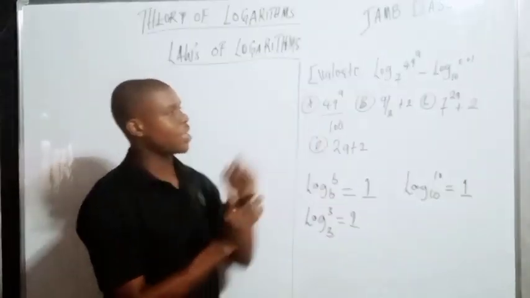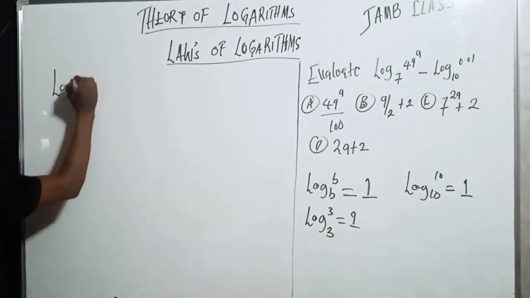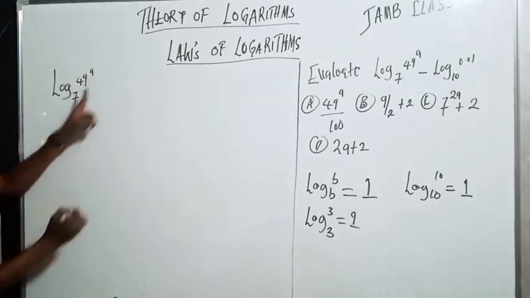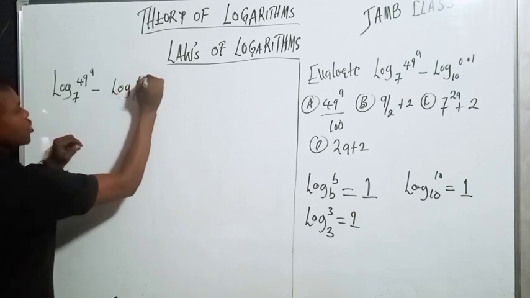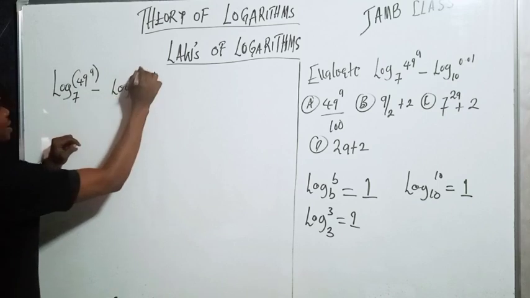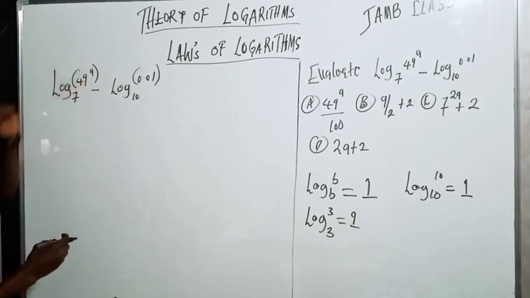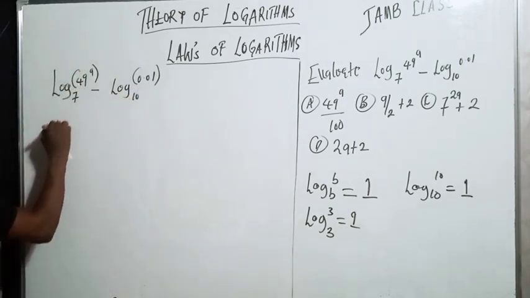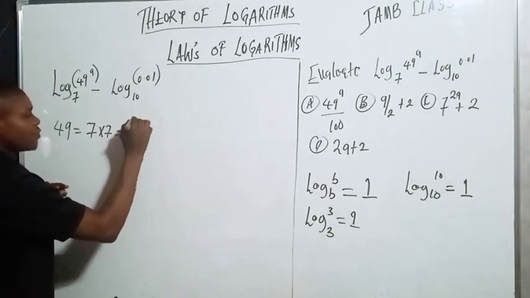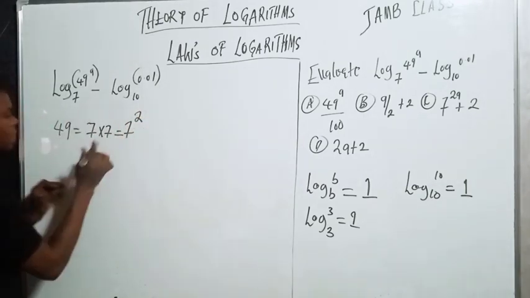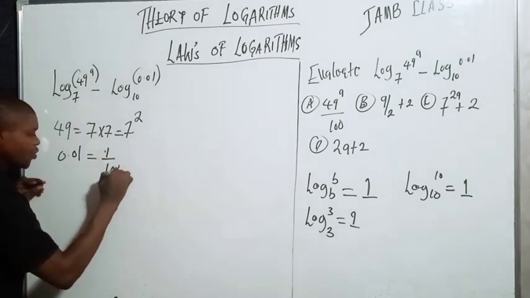So with that idea, let's evaluate this one here. You have log base 7 of 49 raised to a, minus log base 10 of 0.01, and this is what I want in brackets. But understand that I can break this down. Remember, 49 is 7 times 7, which is 7 raised to power 2, and 0.01 is 1 over 100.